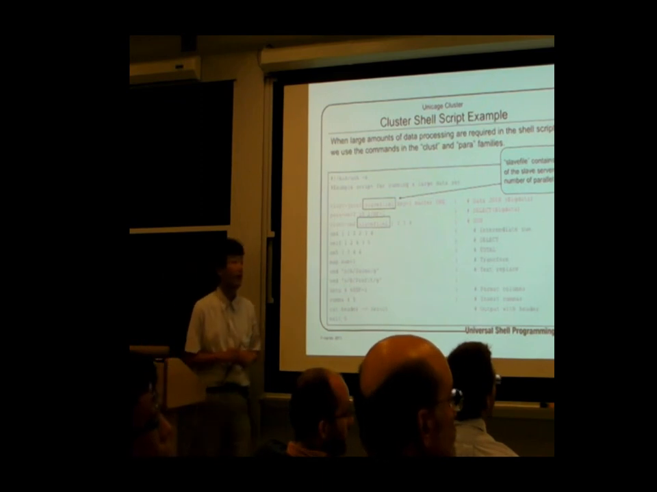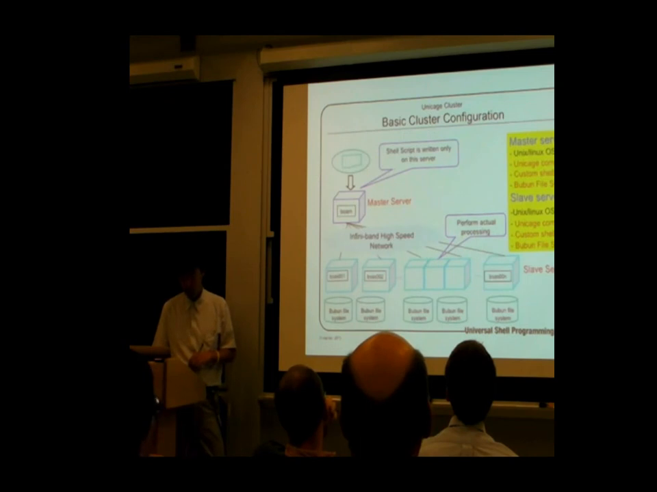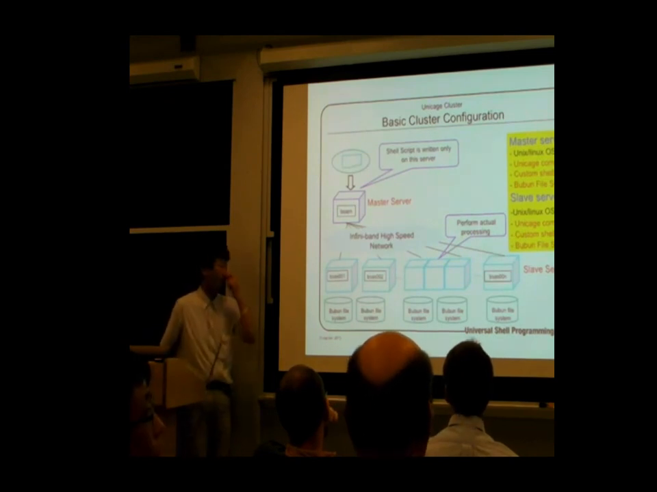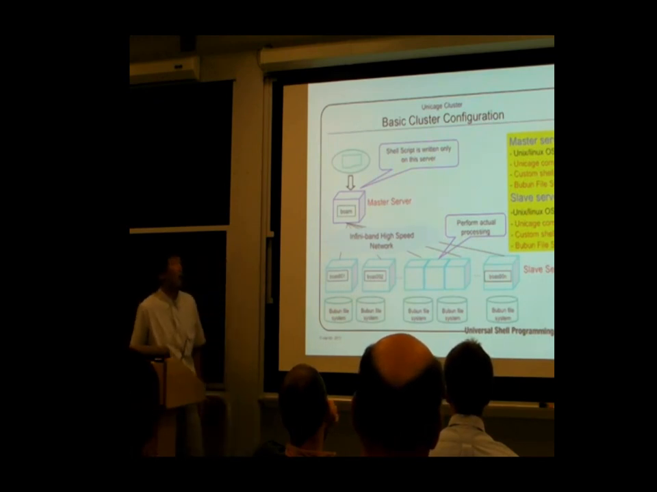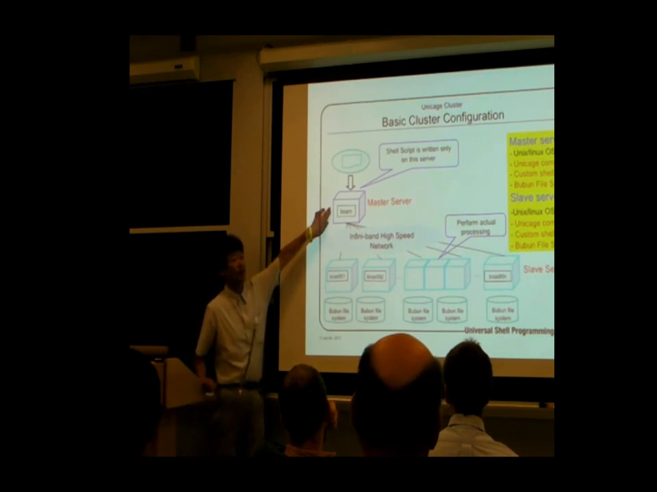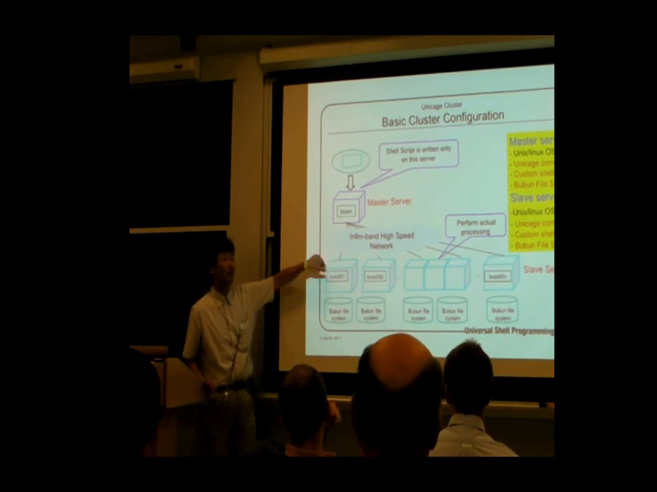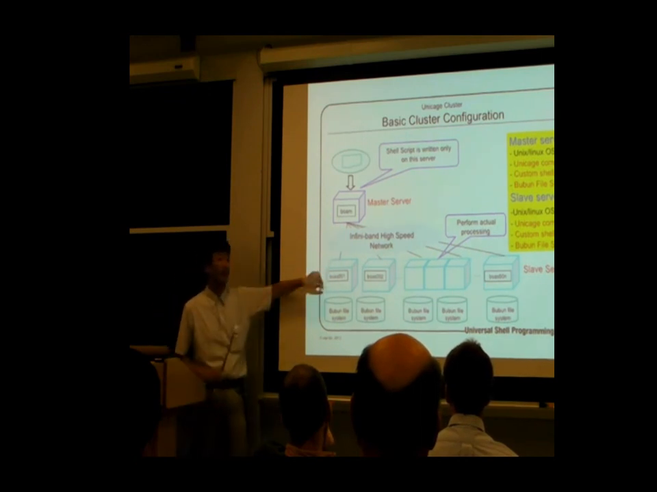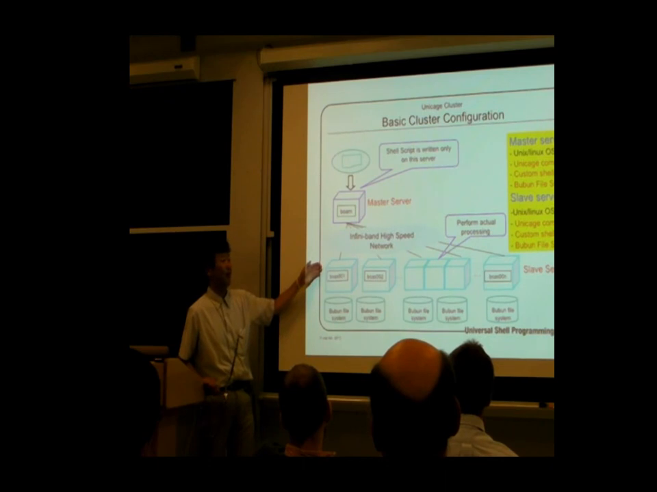Question: Can you go back to the previous slide? Are you saying the slave machine has no connection with the Bohr file system? Yeah, Bohr files are only installed on the master. The slaves use a normal file system, EXT3 or 4, with no customization. It works with ordinary shell scripts, using only Unicage shell commands.